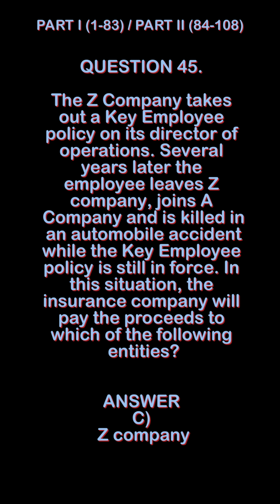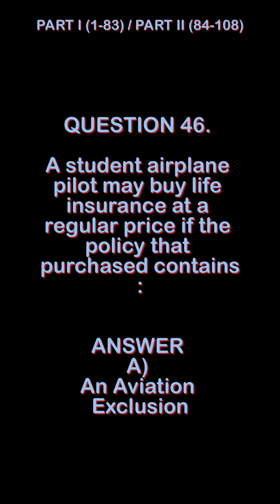Question 45. The Z Company takes out a key employee policy on its director of operations. Several years later, the employee leaves Z Company, joins a company, and is killed in an automobile accident while the key employee policy is still in force. In this situation, the insurance company will pay the proceeds to which of the following entities? Answer: C. Z Company.